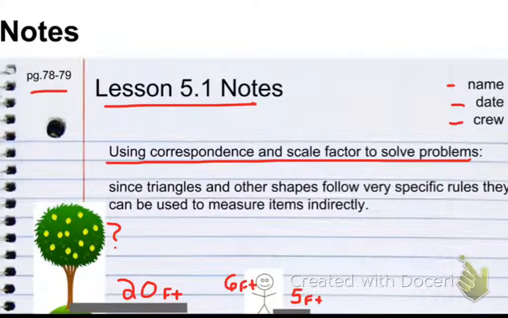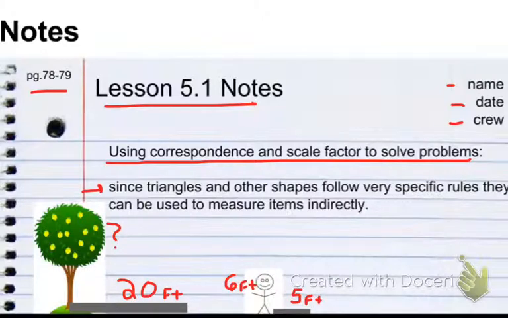And today's notes come to us from page 78 and 79. It might be a good idea to look at those so you get some other examples. But the basic idea is this. Since triangles and other shapes follow very specific rules, they can be used to measure items indirectly. Now, there are items in the world that are just too big and too tall to really measure accurately.